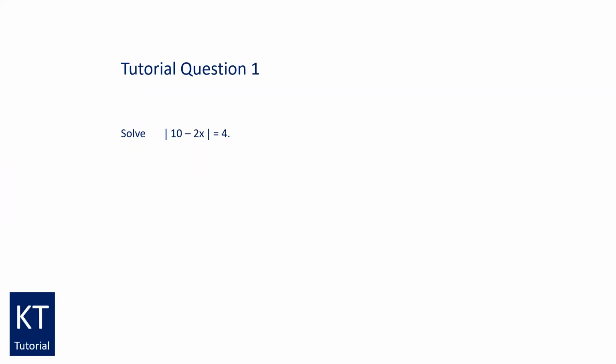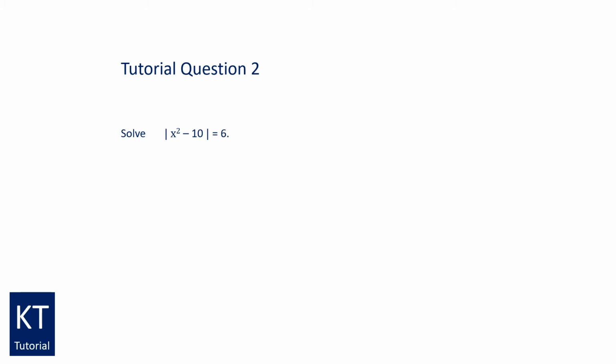To check for understanding, let's solve modulus 10 minus 2x equals 4 in tutorial question 1. Against the given equation, 10 minus 2x is equal to 4, or 10 minus 2x is equal to minus 4. We would then rejuggle the equation to solve for their respective x. The required solution is x equals 3 or 7.